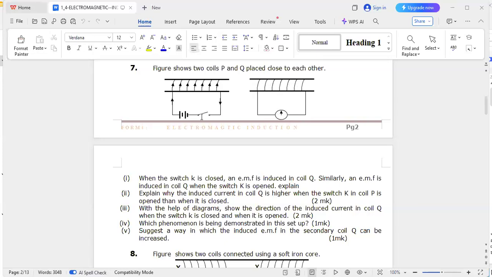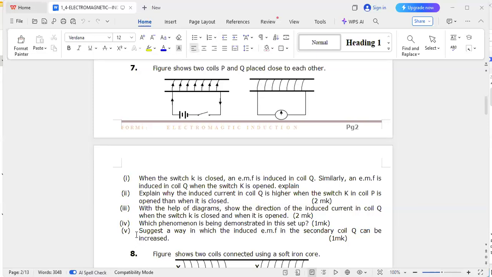When we switch off, this remains a north, this remains a south, but then a north develops here. That's why the direction in the galvanometer will be opposite. So this remains a south, this becomes a north, and based on Lenz's law and the right-hand grip rule, the arrows on this conductor will be upwards. They face up. So that's the answer to Roman 3.